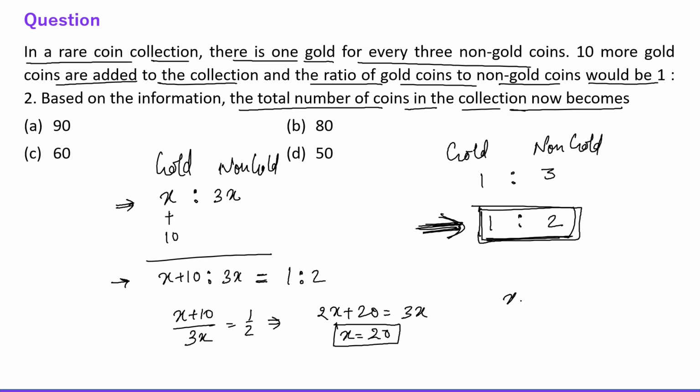So if x is equal to 20, then 3x is equal to what? 3x is equal to 20 into 3. So this is 60 coins are now there in the collection. Fine everyone, 60. The correct choice is option C. 60 coins are there now in the collection. Okay. Now let's move to the other question.